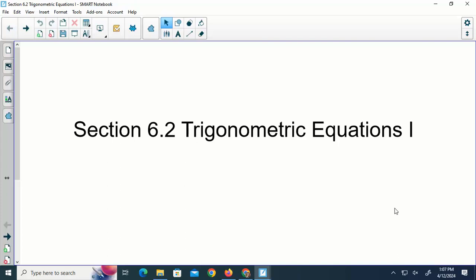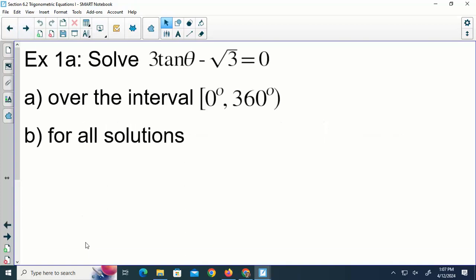Trig functions. So we have trig functions within our problems. All right, if I look at this problem, there's a lot of different ways you might be asked to solve this. So you really have to watch your directions on this.